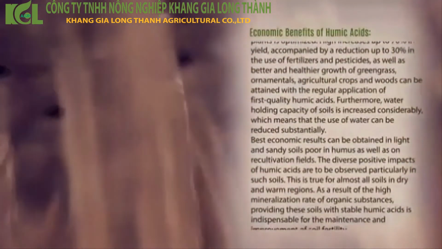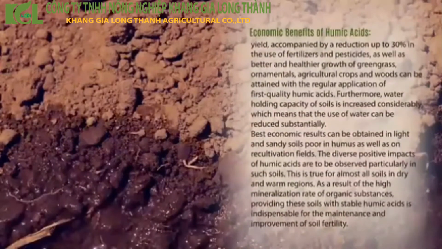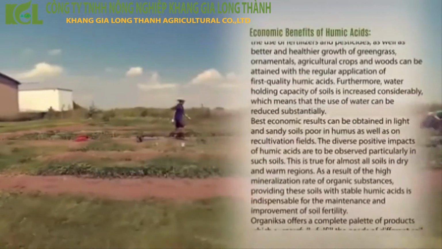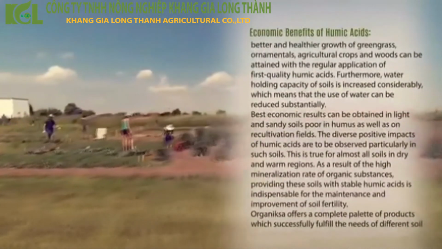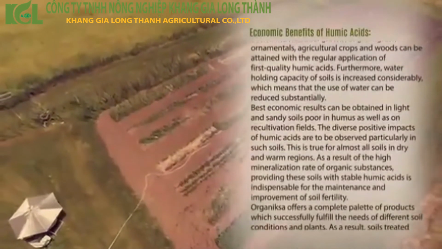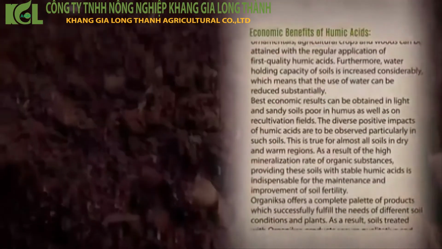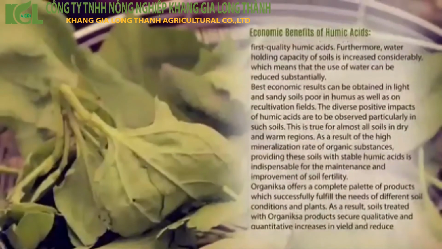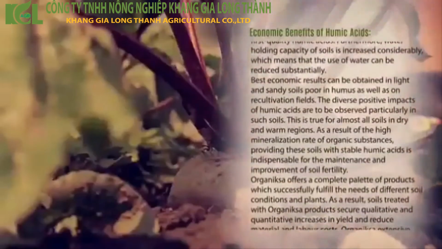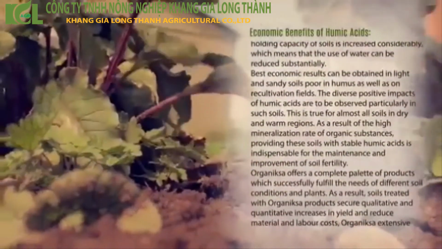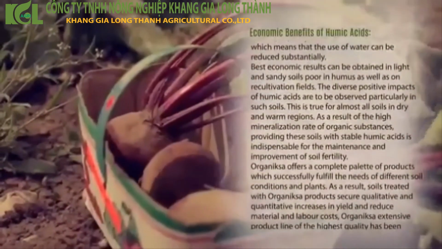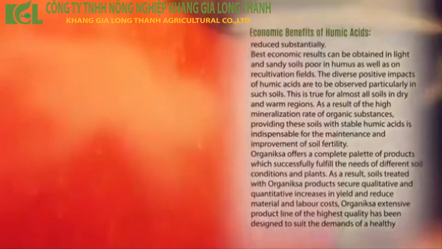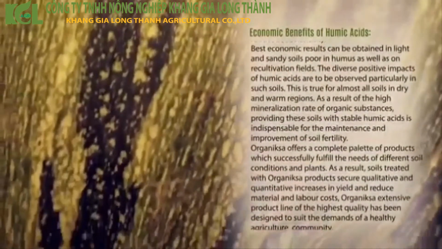Furthermore, the water holding capacity of soils is increased considerably, which means that the use of water can be reduced substantially. The best economic results can be obtained in light and sandy soils, poor in humus, as well as on recultivation fields. The diverse positive impacts of humic acids are to be observed particularly in such soils. This is true for almost all soils in dry and warm regions. As a result of the high mineralization rate of organic substances, providing these soils with stable humic acids is indispensable for the maintenance and improvement of soil fertility.